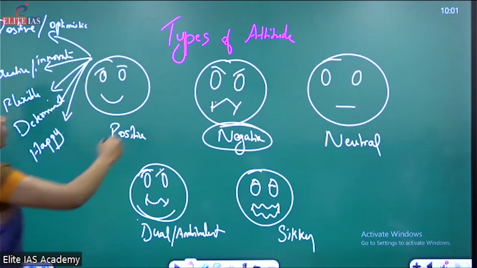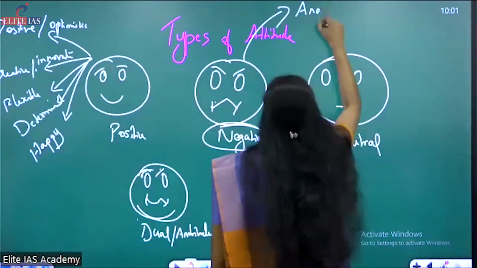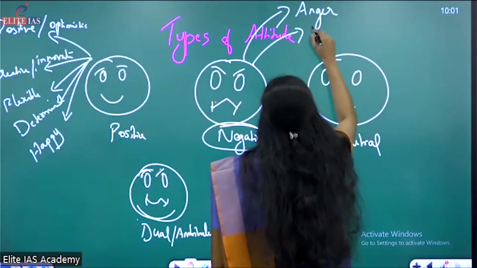So the characters found in these types of people, yes, please. Anger, louder. Pessimistic.